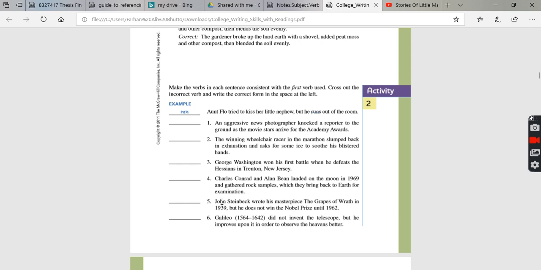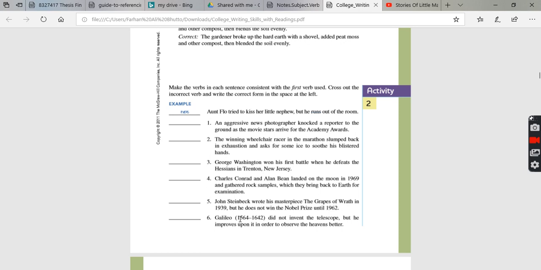5th, John Steinbeck wrote his masterpiece The Grapes of Wrath in 1939, but he does not win the Nobel Prize until 1962. The correct sentence would be: John Steinbeck wrote his masterpiece The Grapes of Wrath in 1939, but he did not win the Nobel Prize until 1962.